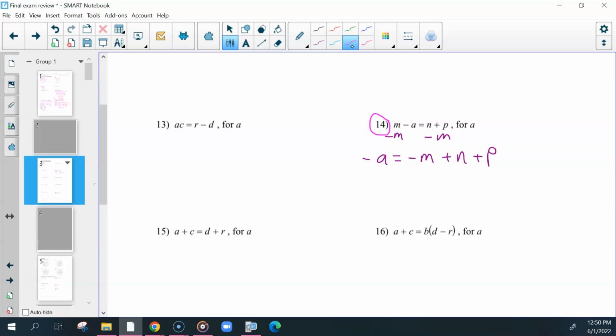Then we have to get a still by itself, so we have to get rid of the negative. Since these are multiplying, to undo that, I can divide each of these by -1. And that would give me a equals m minus n minus p. Do we have any questions on that one?